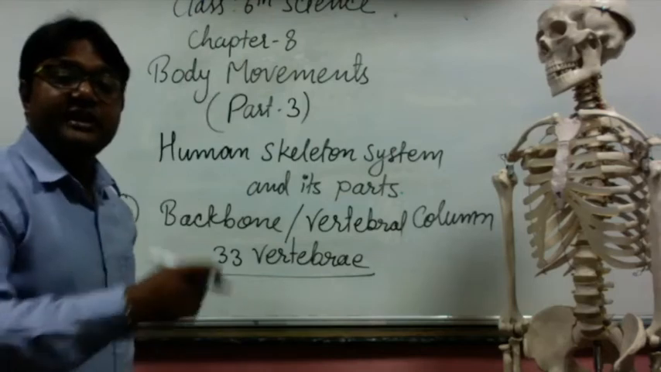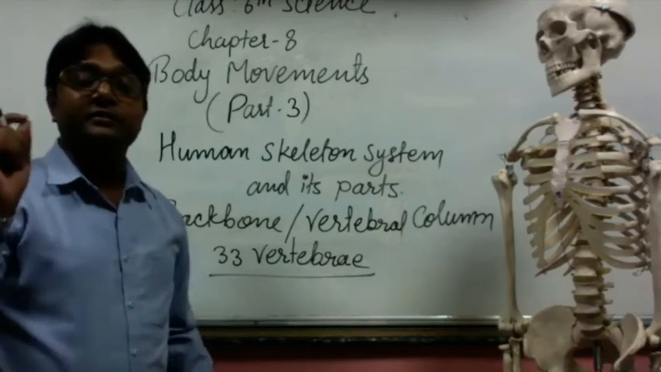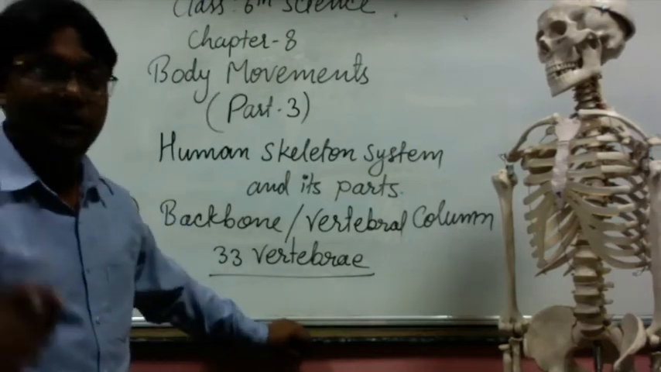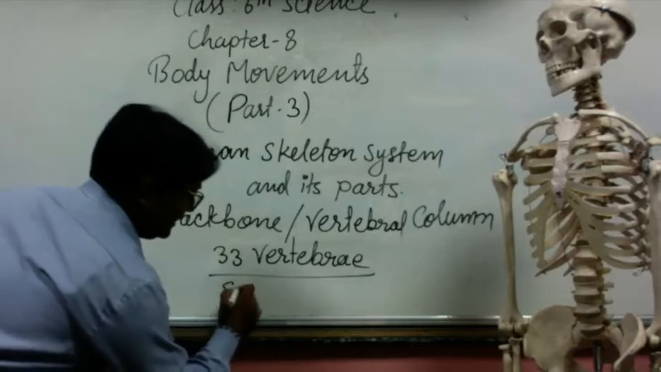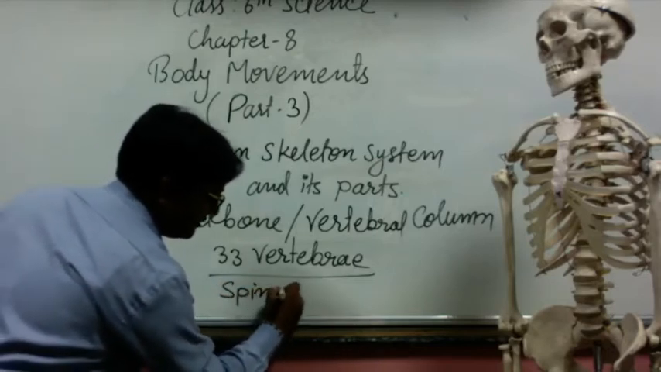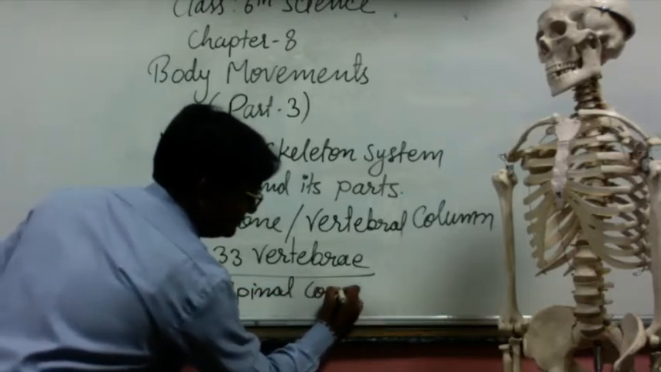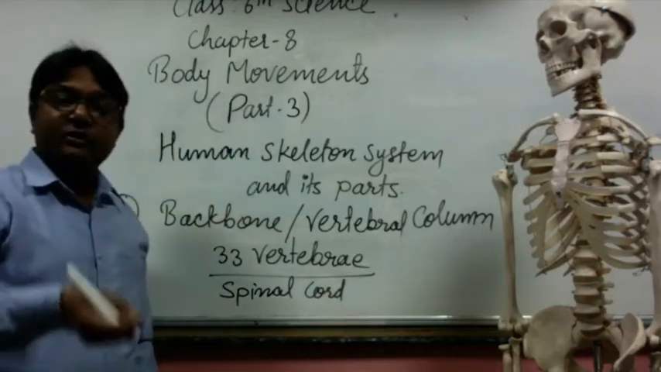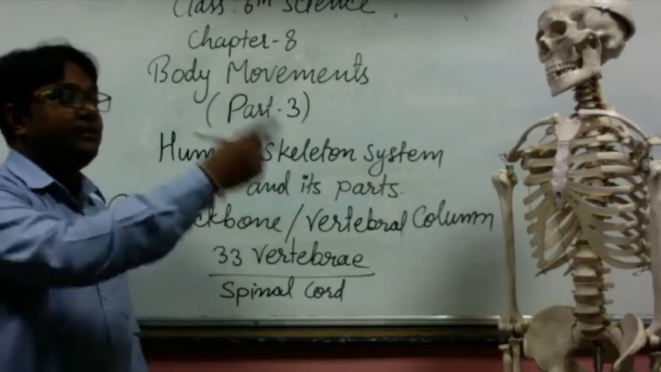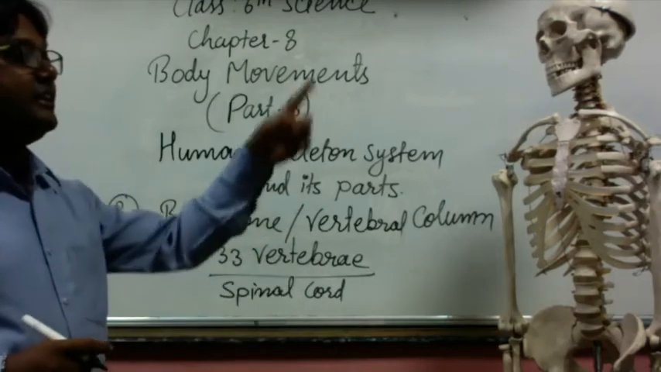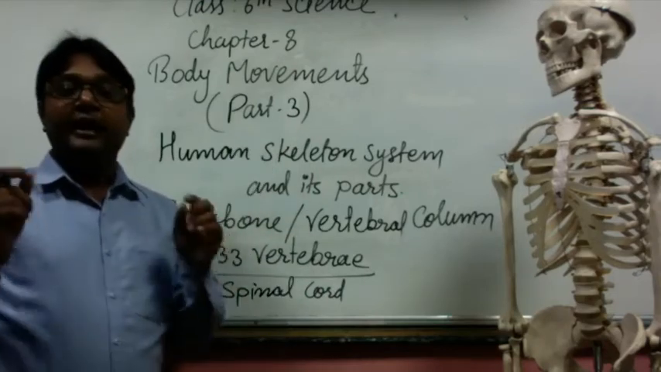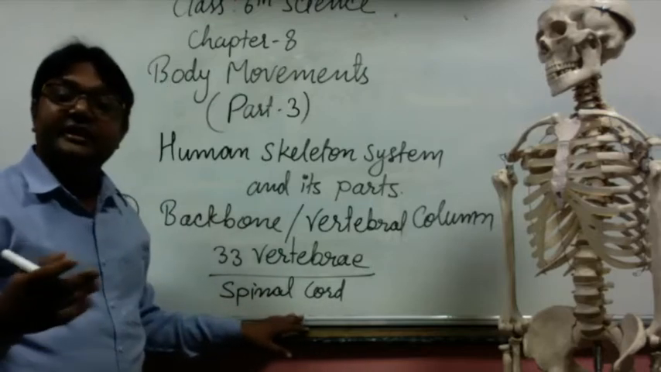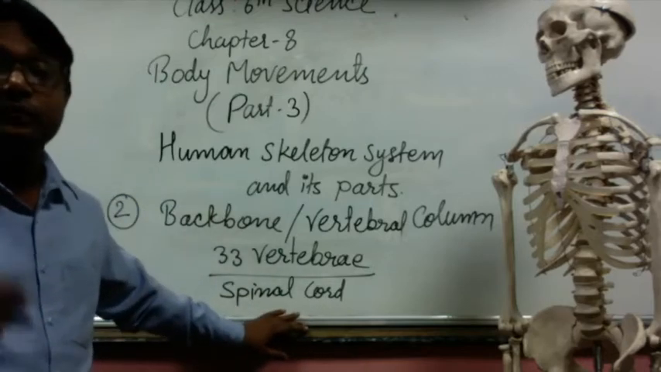That tubular structure has a passage for the spinal cord. The spinal cord passes through it, and it is connected with the brain, and this spinal cord is also connected with what?